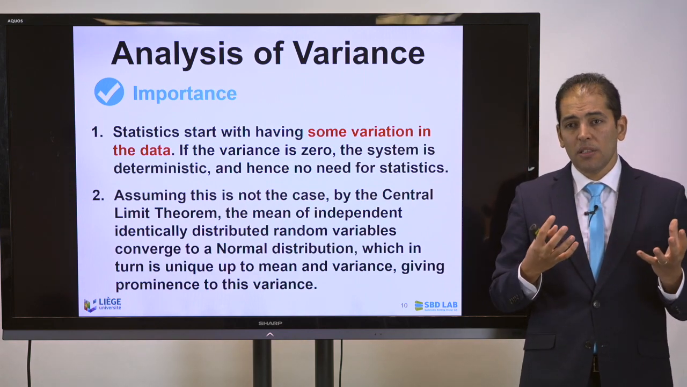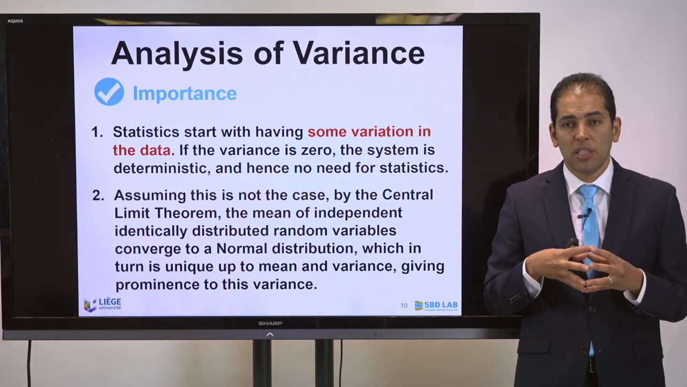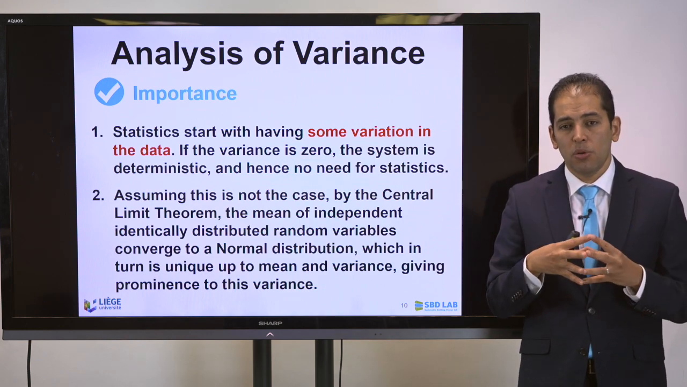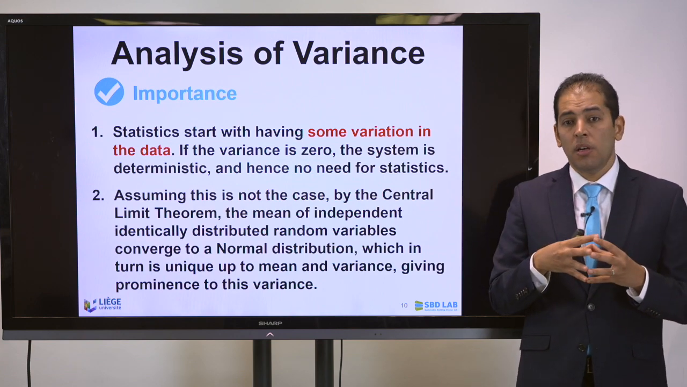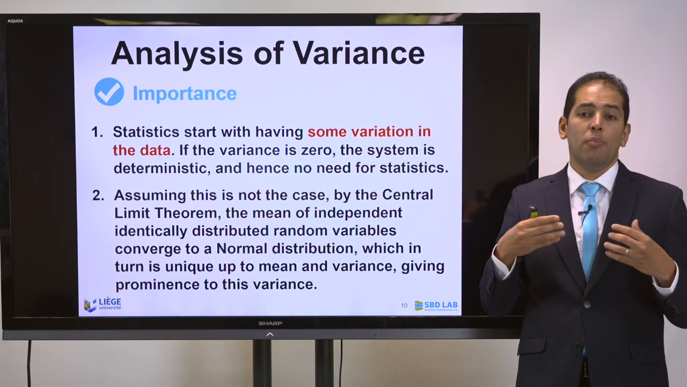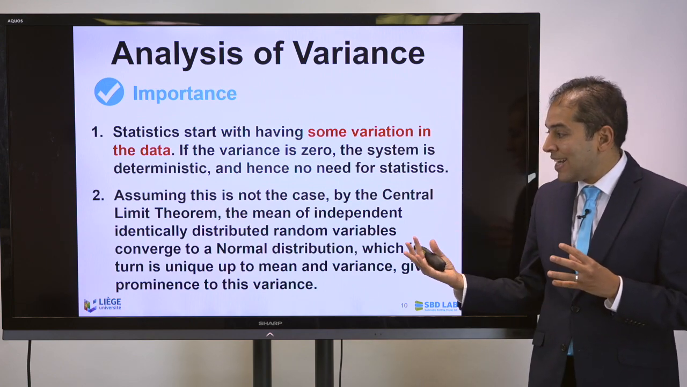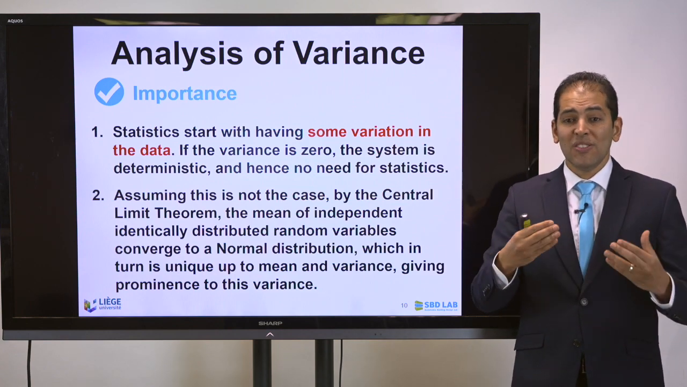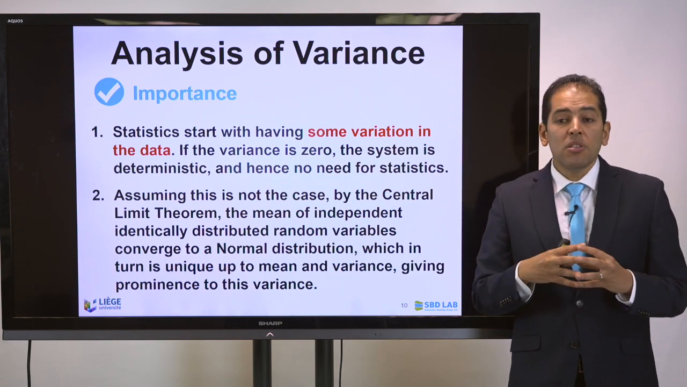So if the variance is 0, the system is deterministic and hence there is no need for statistics and my whole question formulation is not anymore valid. So actually we assume this is not the case in your research. By the central limit theorem, the mean of independent identically distributed random variables converges to a normal distribution, which in turn is unique to mean and variance, giving prominence to this variance.